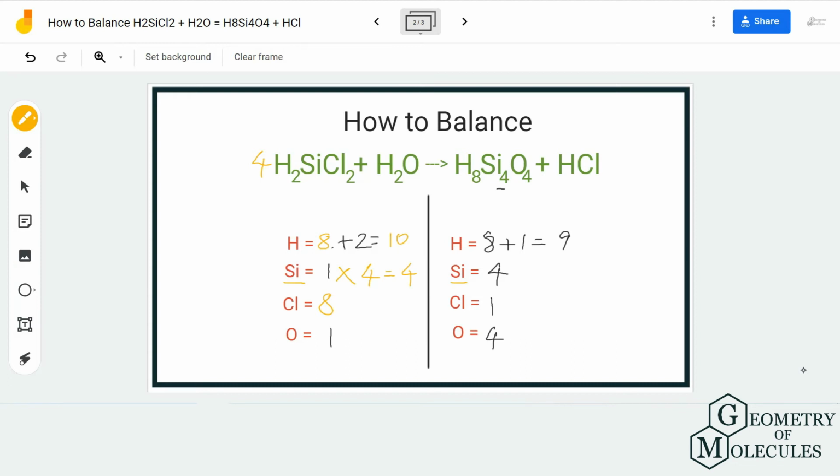So the next step would be to try and balance the chlorine atoms on both the sides. I'm going to balance hydrogen and oxygen atoms in the end, because it keeps on changing and it is quite tricky if you start balancing it at the start of the equation. So always leave hydrogen and oxygen atoms for the last. So for balancing the chlorine atoms, we have 8 on the reactant side and we only have 1 on the product side. So let's add a coefficient 8 before HCl, which will give us 8 chlorine atoms, but at the same time it does change the number of hydrogen atoms on the product side.